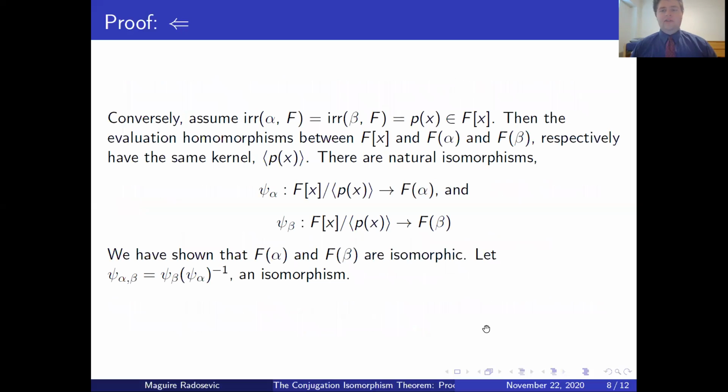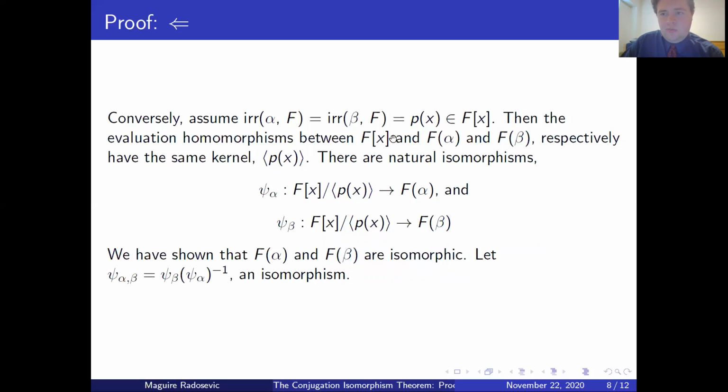The other direction is a little more subtle, a little more clever. In this direction, we assume that the irreducible polynomials are the same, namely that alpha and beta are conjugates. And since alpha and beta are algebraic, we know that this polynomial p of x exists, and it has coefficients from F. What we're going to do is examine that relationship between the evaluation homomorphism and that field F adjoint alpha that we discussed early on when we were talking about simple extensions.